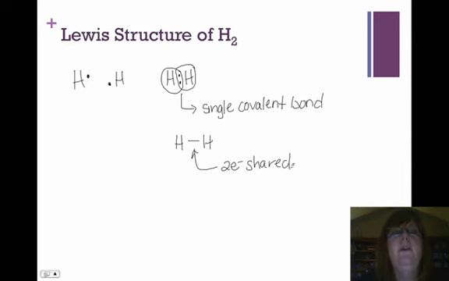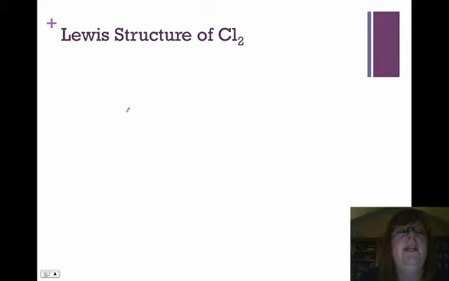Now let's look at chlorine. Chlorine is a halogen, and it has 7 valence electrons. And here's another chlorine.